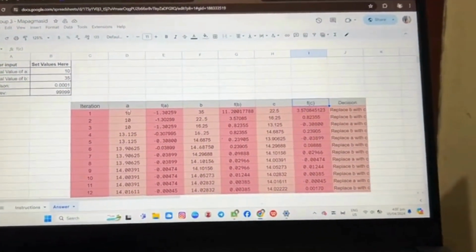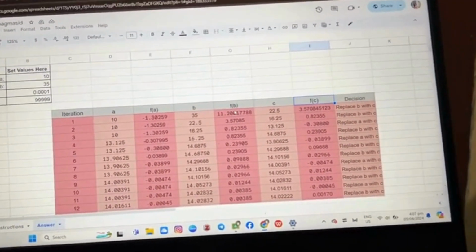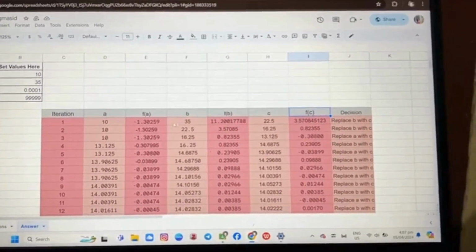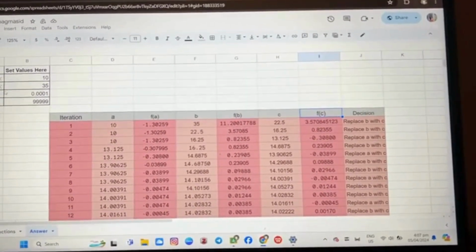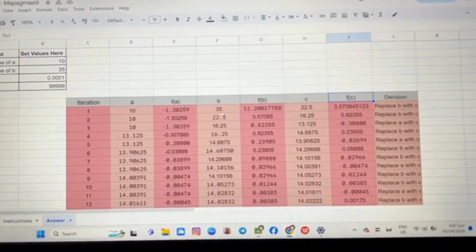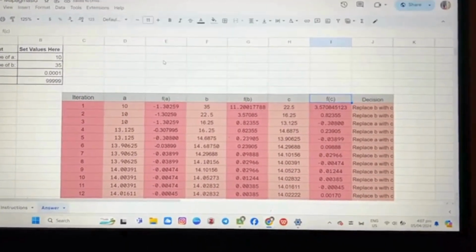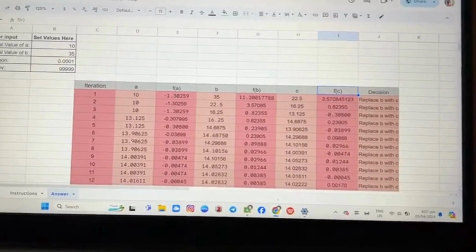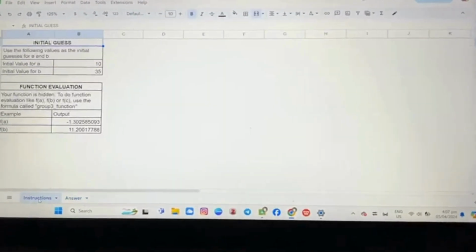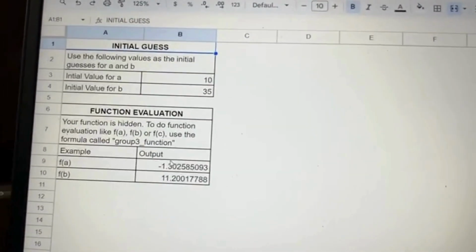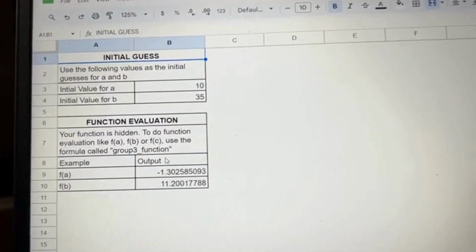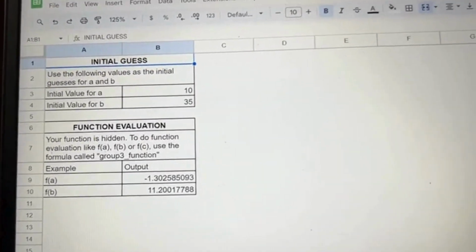As you can see, there are different columns: iteration, A, f of A, B, f of B, C, and f of C. For A, we've just plugged in the initial value of A, which is 10, and the given initial value of B is 35. In order for us to get the f of A, we followed the instructions, which state that to get f of A, f of B, and f of C, use the formula called group 3 function. So we've just followed that here.